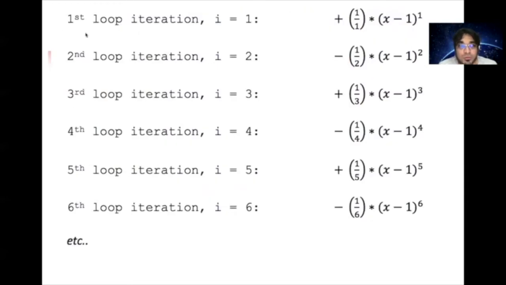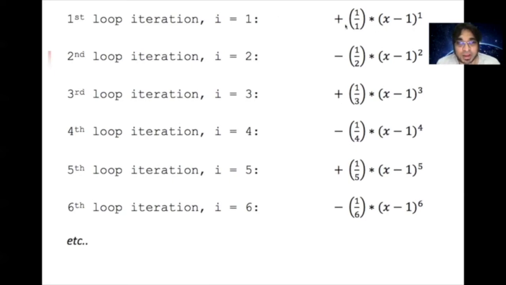So the way we will set this up is, in the first iteration, we want to come up with the very first term, which is x minus 1. In a way, we can write this as 1 by 1 into x minus 1. In the second iteration, we want to come up with the term 1 over 2 multiplied by x minus 1 squared. In the third iteration, we want to build up the term 1 over 3 multiplied by x minus 1 cubed, and so on and so forth.